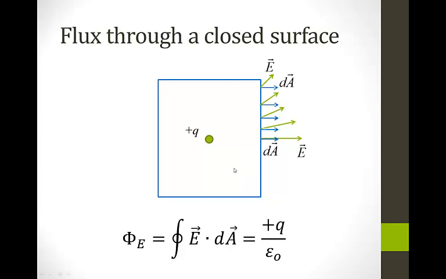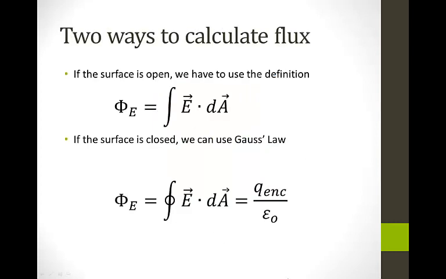We know the value of the total electric flux in a closed surface: it should be equal to the charge enclosed. In this case there is one charge, positive Q over epsilon naught. This is the value of the total flux. If we have a negative charge instead of a positive charge, it's just negative Q over epsilon naught. That's the total flux.